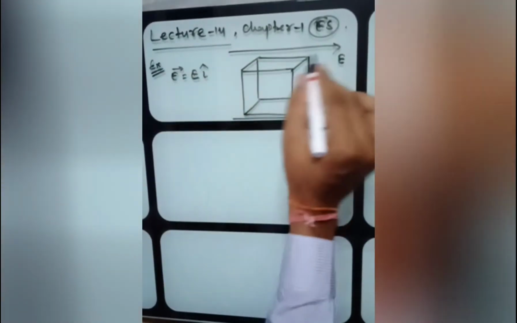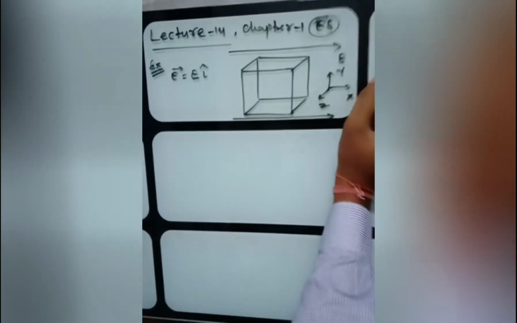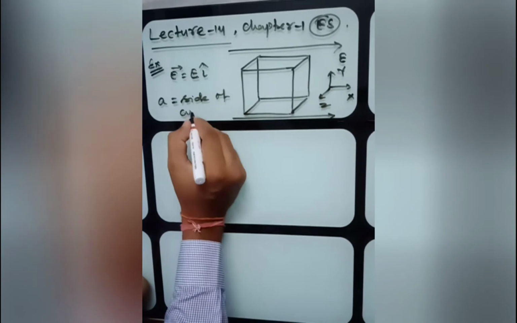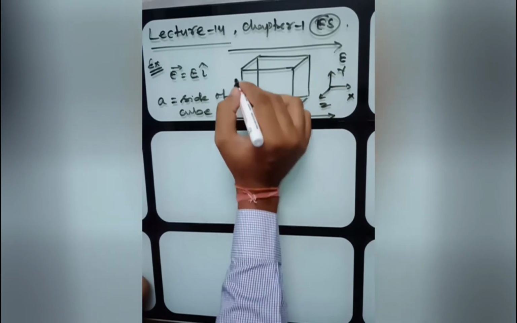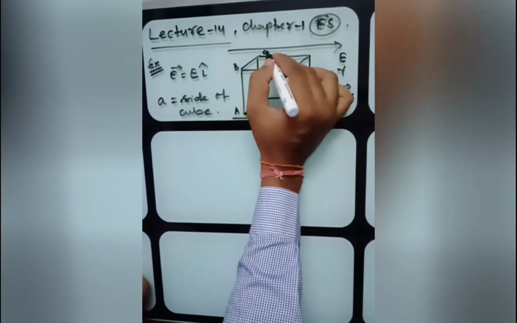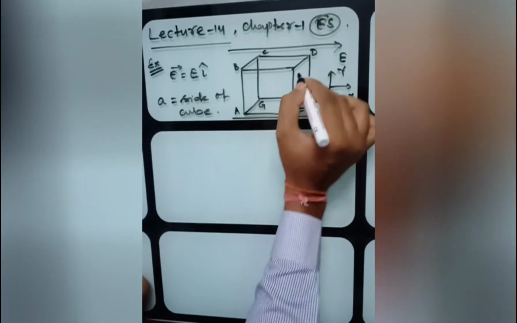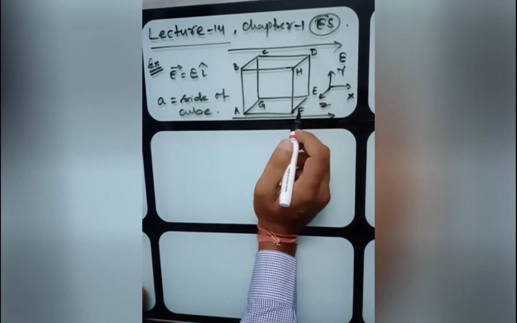E i along the x-axis. Here we can draw the axes x, y, z. If the electric field is in this particular direction, and A is the side of the cube, you have to find the electric flux through each face. If you want, you can write the names of the vertices A, B, C, D, E, F, G and H, so that you will be comfortable representing the faces.